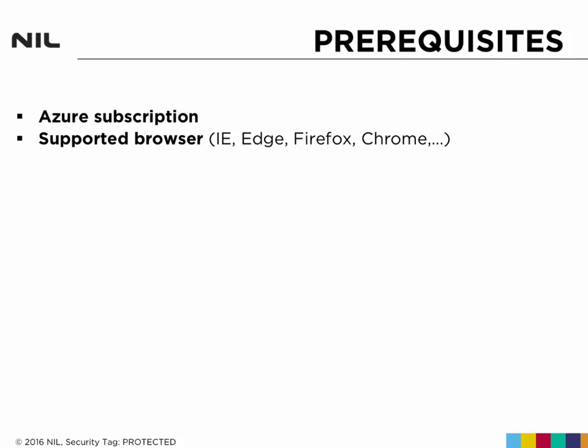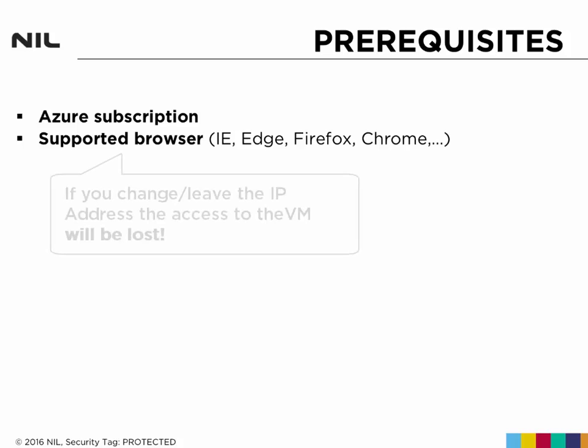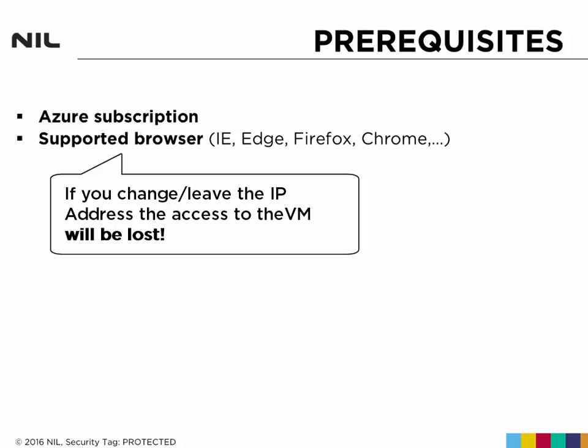Currently in Azure, there is no out-of-band connectivity, so be a little bit careful when you play with the network settings in your virtual machines. If you change or delete the IP address, the access to the virtual machine will be lost. So you have to go to the portal and reset the IP settings.